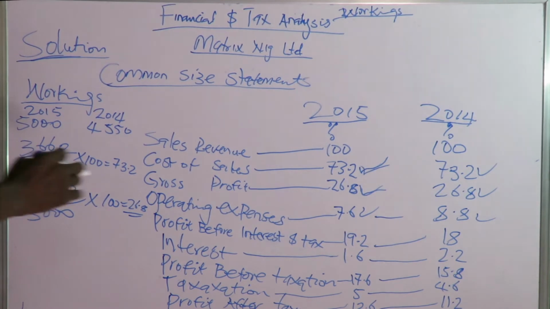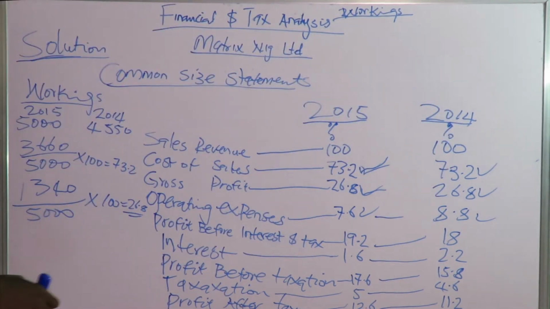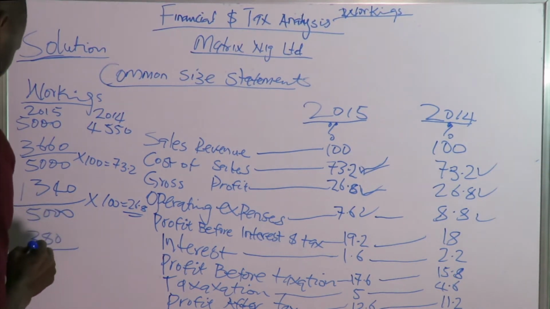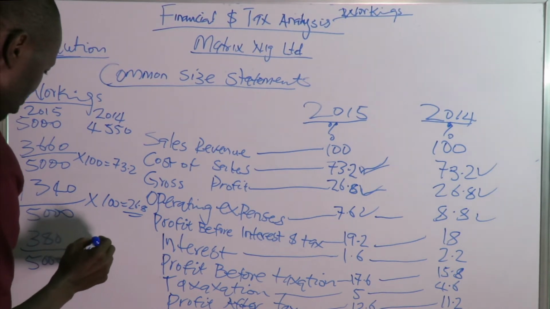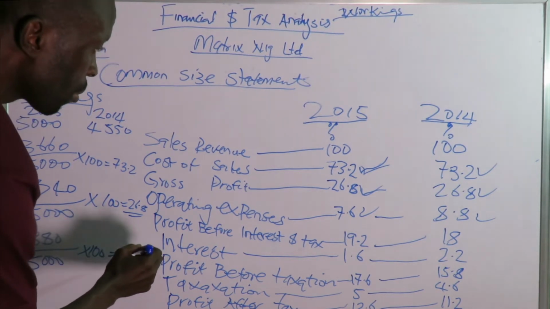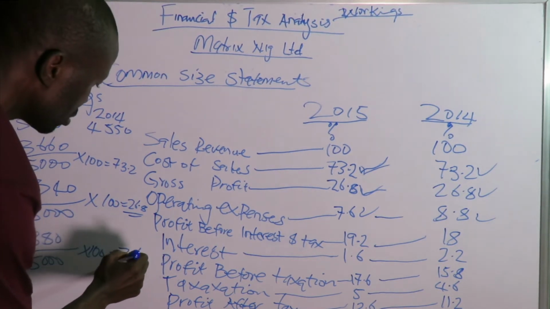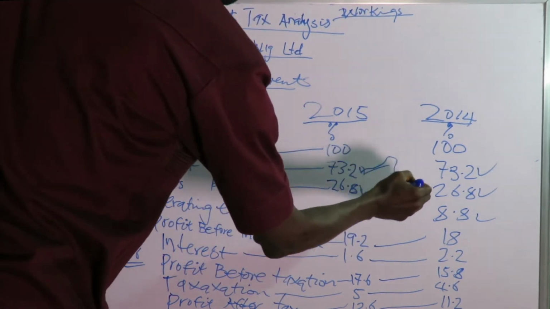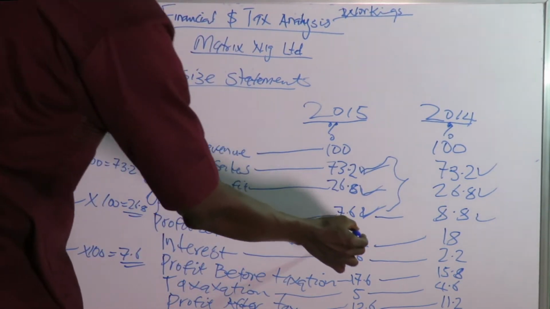So I will work one more so that I can now work for 2014. So operating expenses. What's the figure for operating expenses? The figure for operating expenses is 380, that is for 2015, all over 5,000 again, then times 100, it gives you 7.6. Just punch your calculator, you will get it. That's how we got there. So I've worked for these three now, and I'll stop here. You work for the rest.